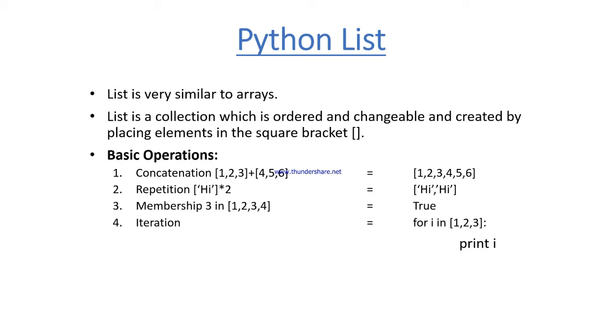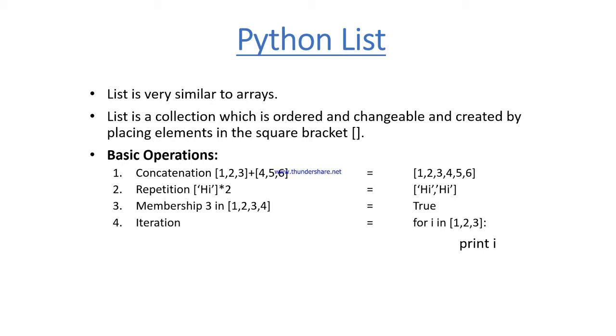List is a collection which is ordered and changeable, and it is created by placing the elements in square brackets. If there is a program and you have to identify how many lists are being used, it will be easy to spot if there is a square bracket and elements are put inside it, then that is a list. If you see other programming languages, it is similar to arrays.